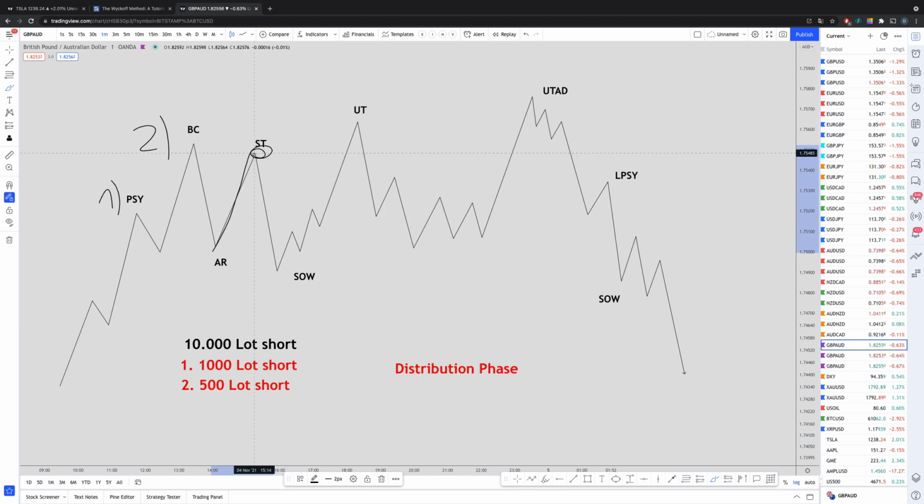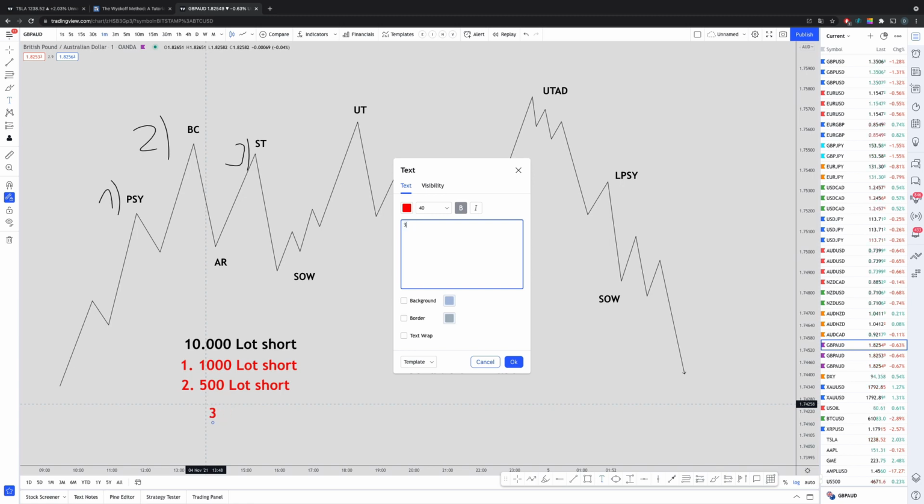And this is where everything is going to start. Step number 3, the ST, also called secondary test. And this is where we will really start putting some pressure on the market. We will open up here 2,000 lot short.